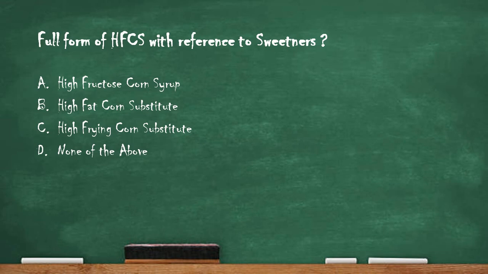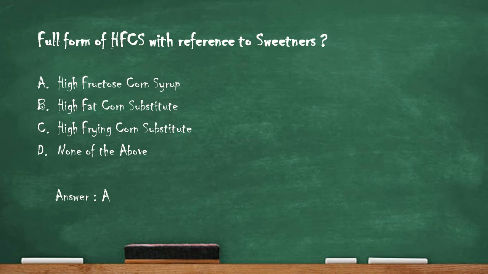Next question. Full form of HFCS with reference to sweeteners. Option A, high fructose corn syrup. Option B, high fat corn substitute. Option C, high frying corn substitute. Option D, none of the above. And the right answer is option A, high fructose corn syrup.